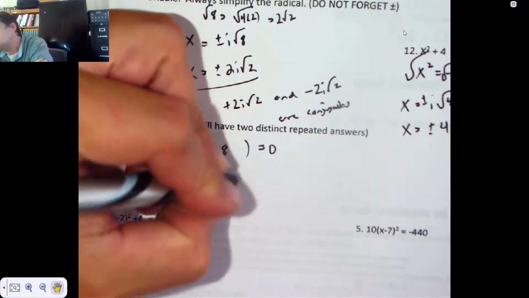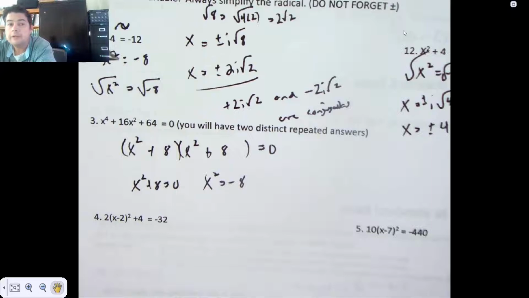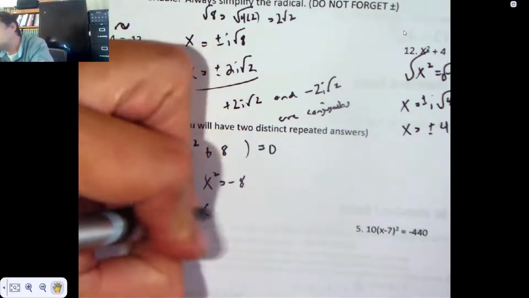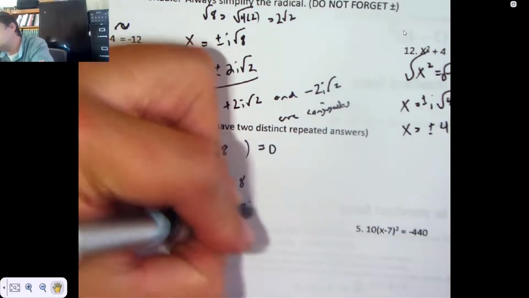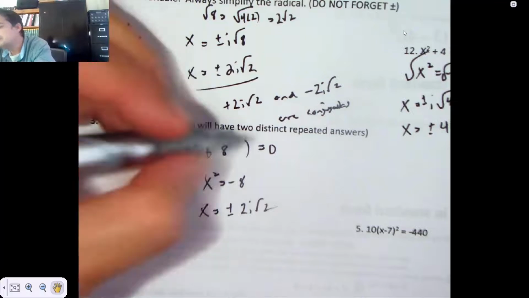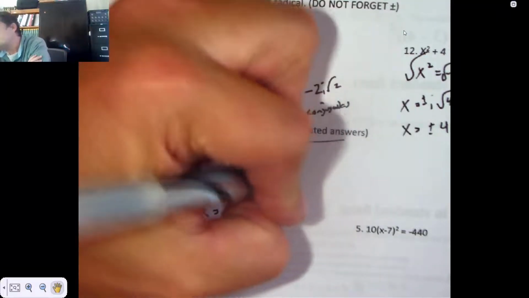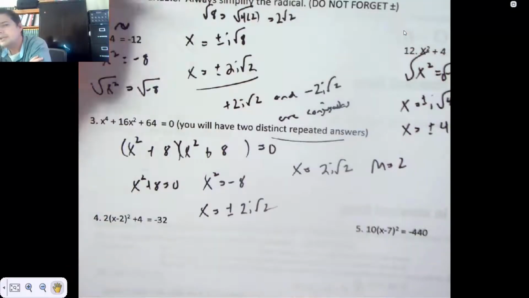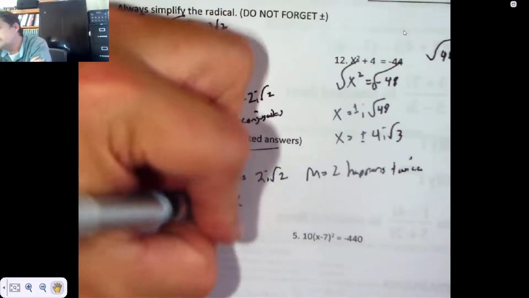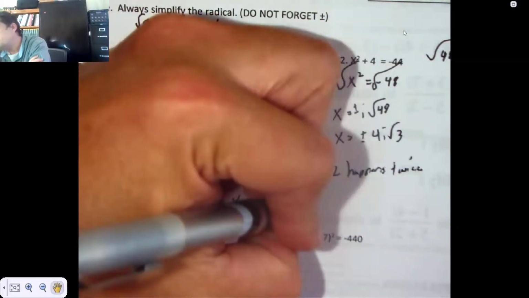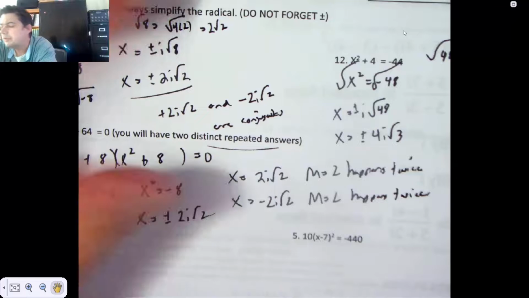X squared is negative 8. If I just look up here, aha, I've already done all the hard work. X is either plus or minus 2i root 2. When I talk about these being distinct repeated answers, they have what's called a multiplicity. This has a multiplicity of 2, which means it happens twice. The negative 2i root 2 has a multiplicity of 2, which means it happens twice. That multiplicity is a big word for chapter 5, polynomials.